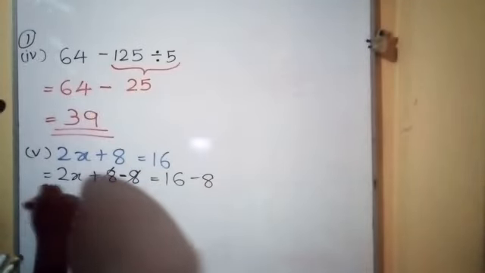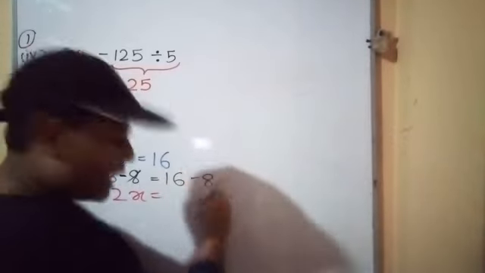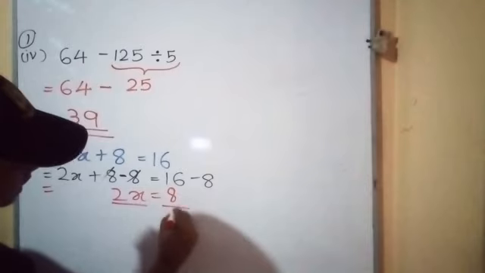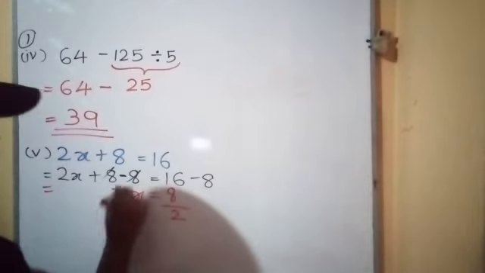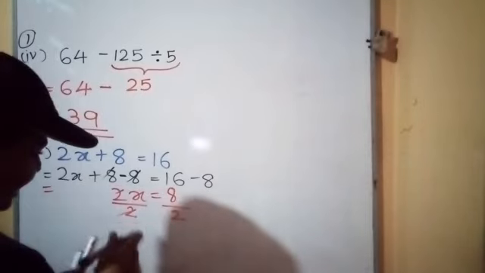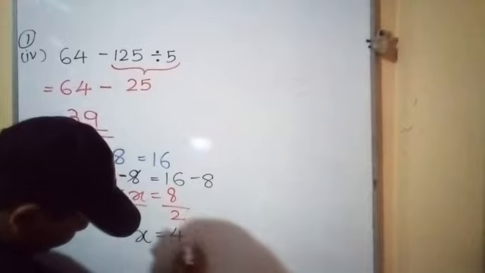Now there remains 2x equals 16 subtract 8, that is 8. Now divide both sides by 2. 2 cancels. Now there remains x equals 8 divide 2, which is 4.